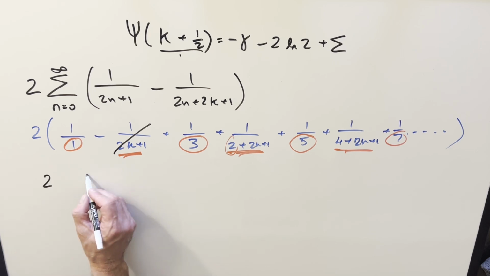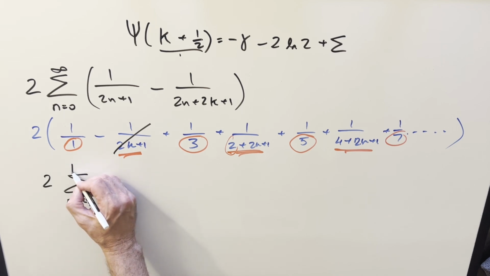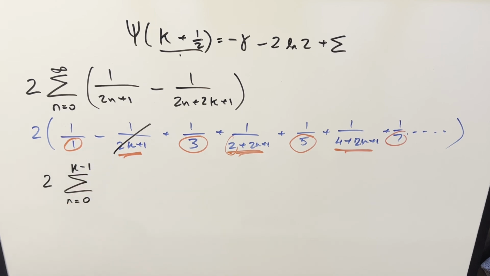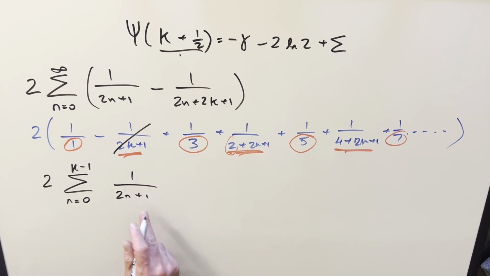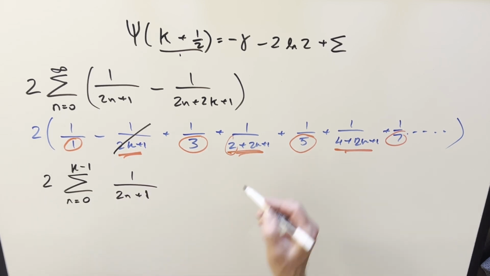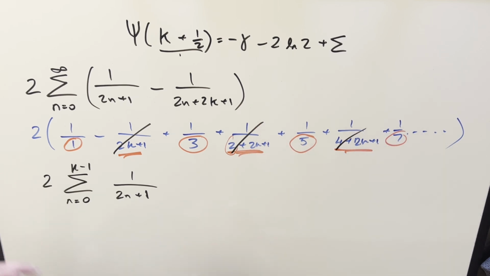So we've got our 2 out front. I can write this sum as n equals 0, and then our last term is actually going to be k minus 1. And we can write this as 1 over 2n plus 1 in order that we're getting an odd number in the denominator here. This way, this is set up where all of these alternating terms are going to cancel with something. And we just get our last term, which is going to be this k minus 1 term.